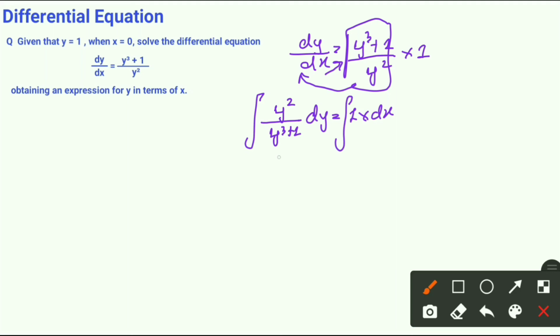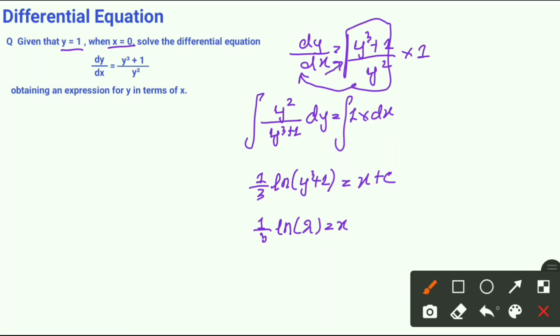Okay, then integrate on both sides, and after integrating it, I will get 1 upon 3 ln(y cube plus 1) equals x plus c, because 1 will be integrated to x. Then I'm going to put the values into the equation, and I will get 1 upon 3 ln 2 equals x plus c. I will get this constant.